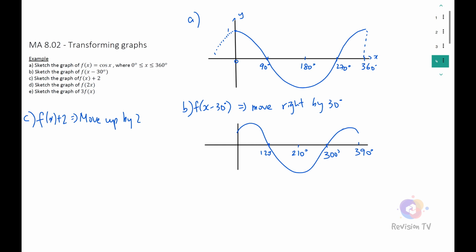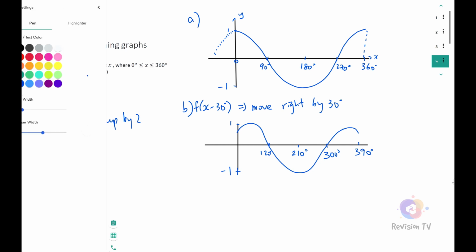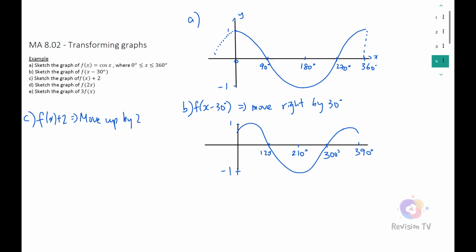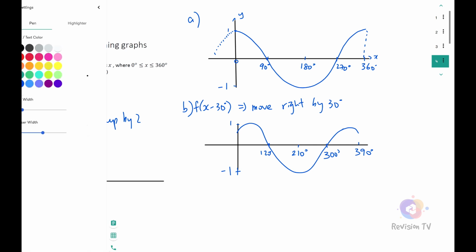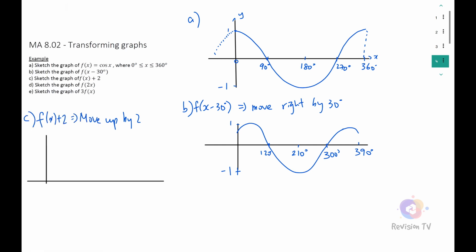Oh, by the way, I actually didn't finish it. The bottom should be -1. That point is 1. The lowest point is -1. Move up by 2 means the whole graph moves up by 2. So the 1 will become a 3, and -1 will become a 1. So what does it look like? Well, it just means the graph is now floating above the x-axis. So we start from 0, which becomes a 2. So if we start from 2, let's say in here, this will become, so we start from 3.